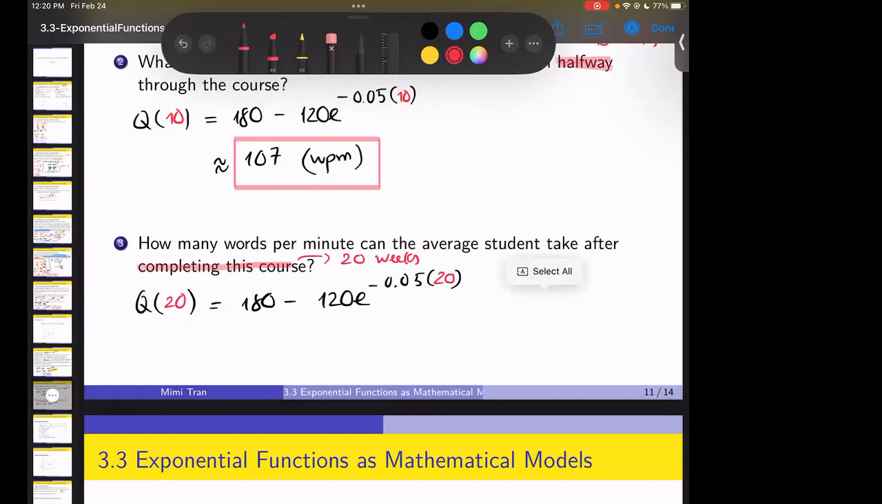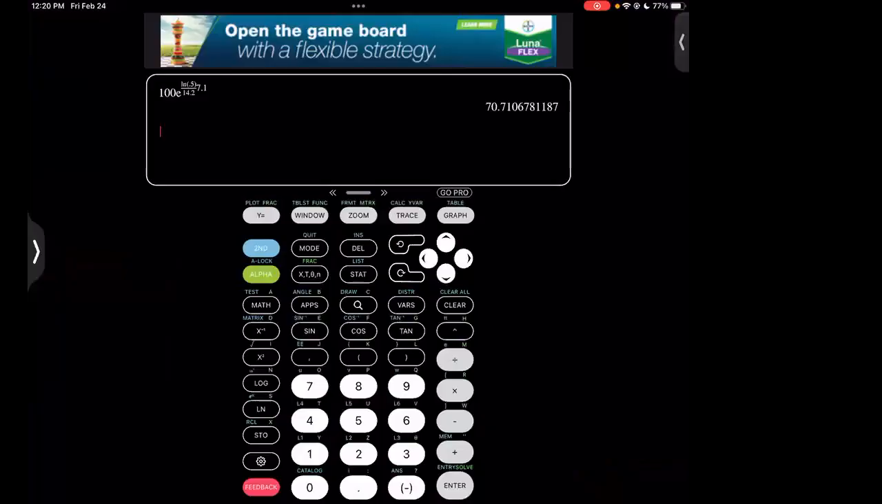All right, so let me show you how I do this on the calculator. 180 minus 120 e to the, make sure you use the opposite key, not the negative. Those are two different things. Using this calculator, opposite 0.05 times 20. Oh, something's wrong. Sorry, it should be 0.005.